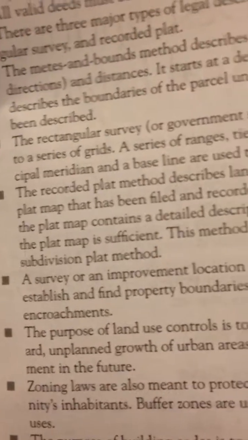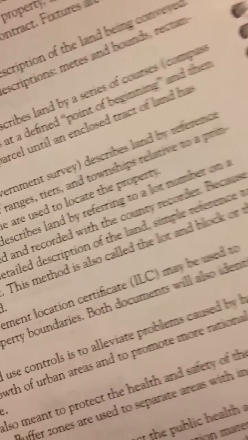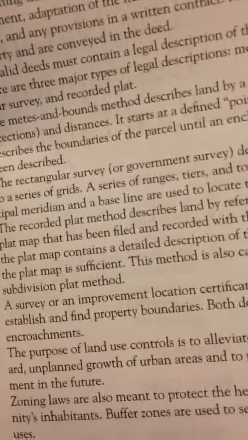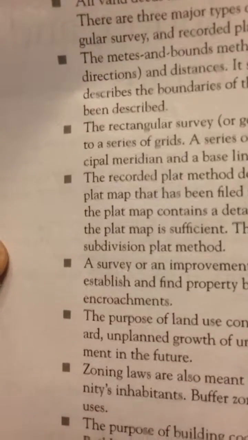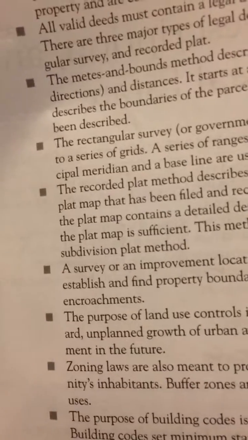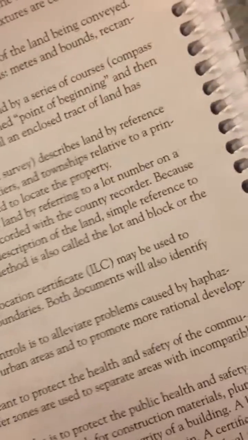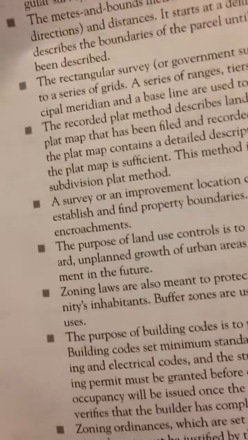The recorded plat method describes land by referencing a lot number on a plat map that has been filed and recorded with the county recorder. Because the plat map contains a detailed description of the land, simple reference to the plat map is sufficient. This method is also called the lot and block or subdivision plat method.